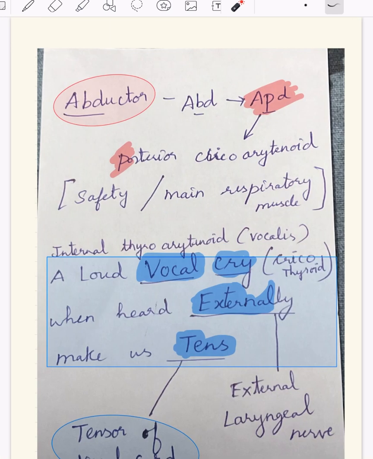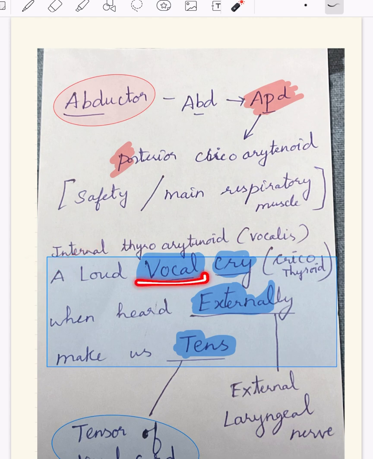Next, moving on to the tensors of the vocal cord. The tensor of the vocal cord can be remembered with a story-like thing called "loud vocal cry when heard externally makes us tense." Imagine a story of a person crying with a high loud sound, and you are standing outside, and when you hear that, you get tensed. So it's remembered as: a loud vocal cry when heard externally makes us tense.